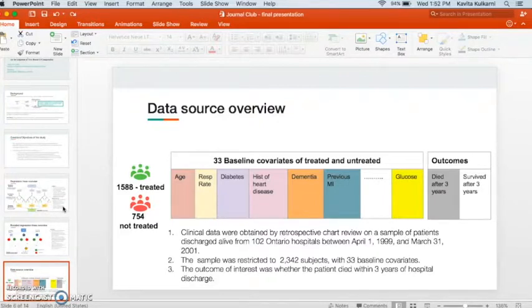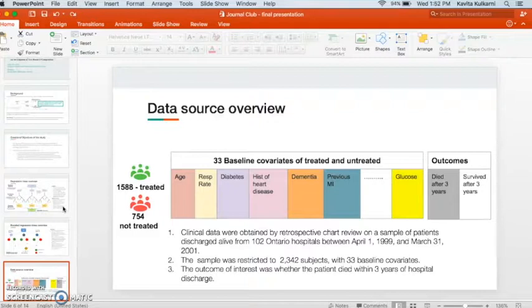The total number of subjects were 2,342, out of which 1,588 were treated, 754 were not treated. And through extensive feature identification techniques, the authors narrowed down on 33 baseline covariates, which were of significance, both in the treated as well as the untreated group.